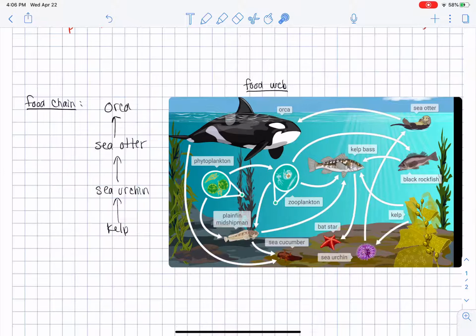Within this, though, we have a lot of other animals living in this community and even in the ecosystem, because the ecosystem would include the water and the sand at the bottom. So the difference in a food chain and a food web is that the food web is more complex. It involves more species than does the food chain.